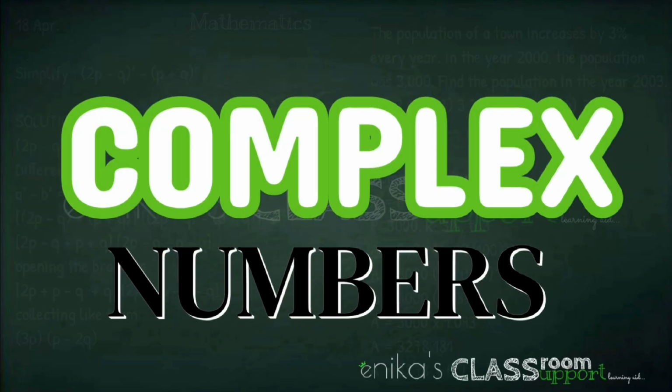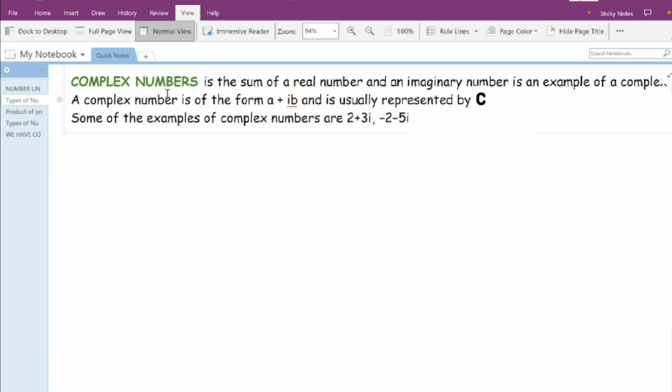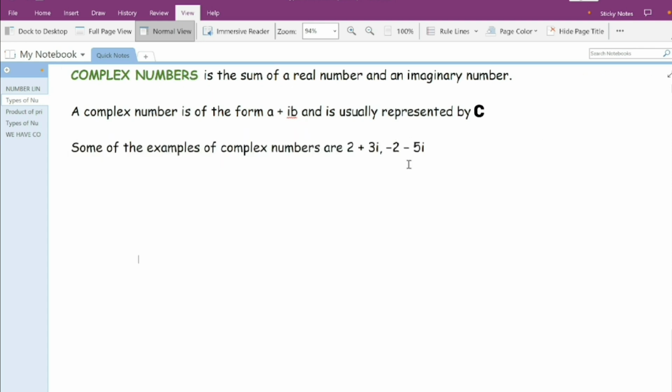Complex numbers. And last on our list is complex numbers. It is the sum of real numbers and imaginary numbers. And this is an example: 2 plus 3i. Like the definition says, it is the sum of real numbers and imaginary numbers. Like we have here, you have 2, this is a real number, plus 3i, this is an imaginary number. We have another example as -2 minus 5i. Although you have -5i here, it's still joined by addition.